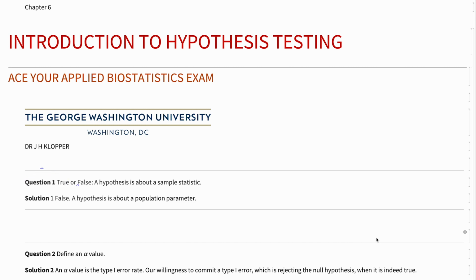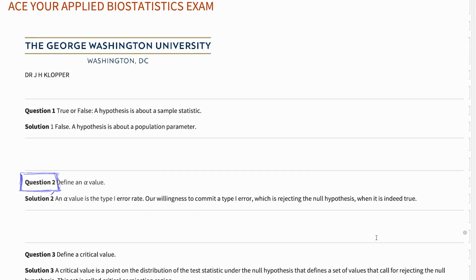True or false? A hypothesis is about a sample statistic. And of course you can see my solution there. That is false because a hypothesis is always about a population parameter, not about a sample statistic. Question number 2, define an alpha value.